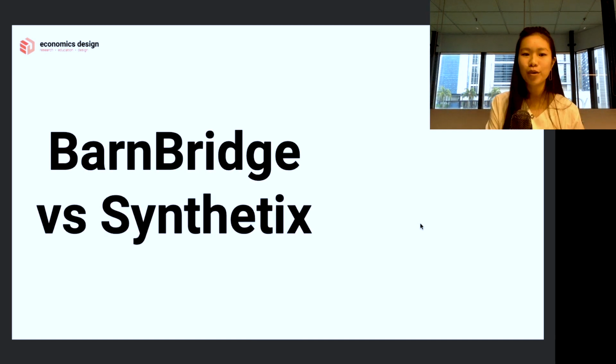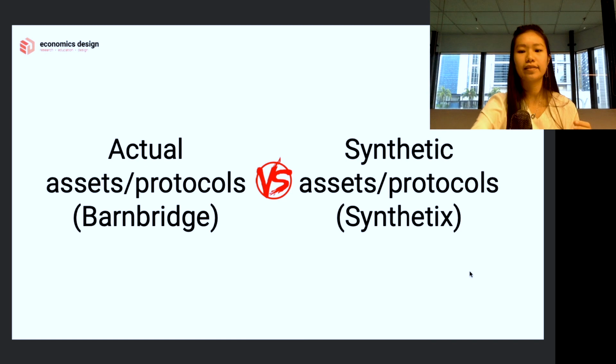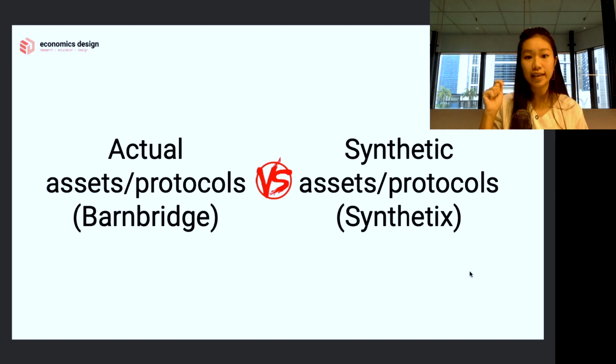And lastly, BarnBridge versus Synthetix. This is a very interesting comparison because I think it's a little bit more applicable and a little bit closer, where you can compare them. What I would say is that Synthetix is to create synthetic assets and protocols, right? What I mean is, instead of having USD, you have synthetic USD. And instead of having Tesla shares, you have synthetic Tesla shares. So it follows the market of how the Tesla market works. And instead of trading the actual Tesla, you're trading the synthetic version of Tesla.